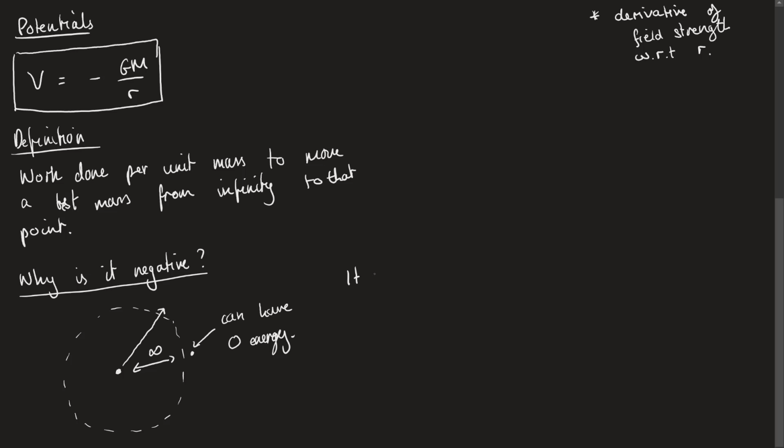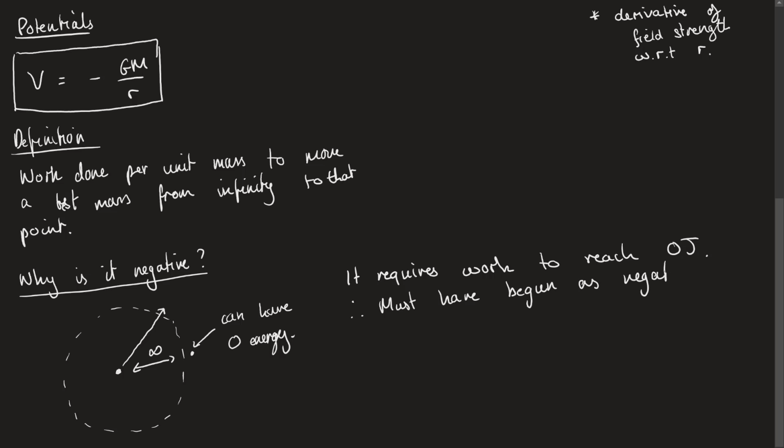So it requires work to reach 0 joules worth of energy. Okay, that means we have to add in something to get up to 0. Therefore, by definition, this must have begun as negative potential. And we'll look at how the value of potential relates to potential energy in the next video.